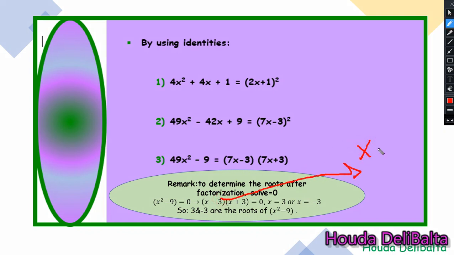So x minus 3 equals to 0 will definitely give x equals 3. And x plus 3 equals to 0 will give that x equals to minus 3. And these are what we call the roots of this equation. So all what we have to do to find the roots is to factorize and then to solve each one alone equals to 0.